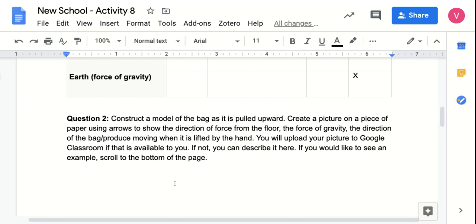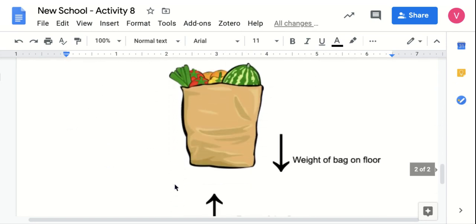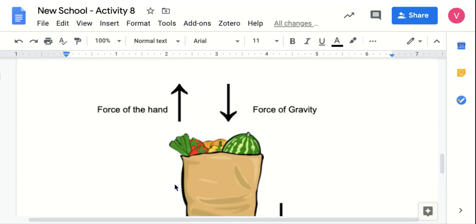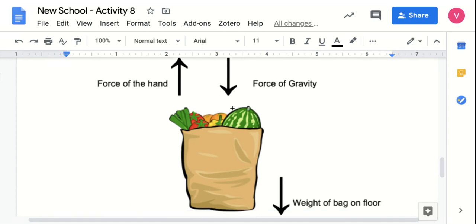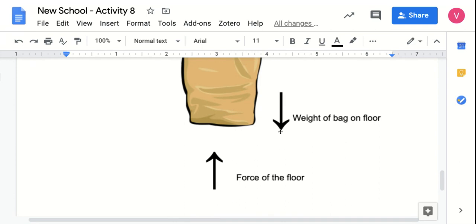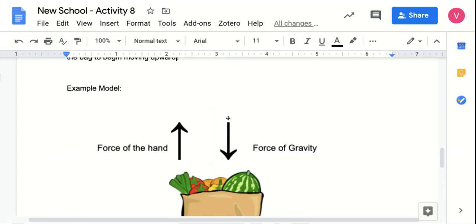If you're lost on what this should look like, scroll down to the bottom of the page, and there's an example there for you. So here's the bag of produce. When you go to lift it, the force of your hand is moving up. It has to overcome the force of gravity that's pushing down. The weight of the bag is pushing down on the floor, and the floor is pushing up on the bag.